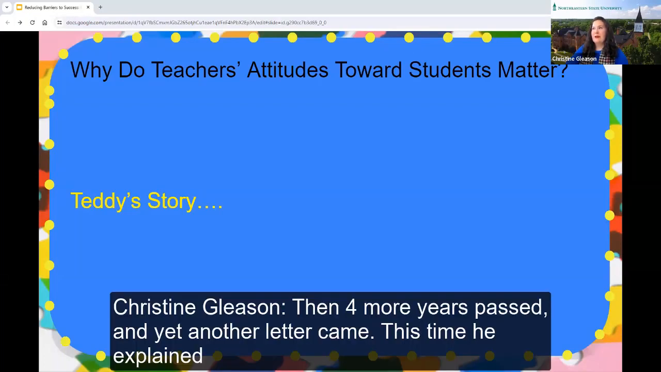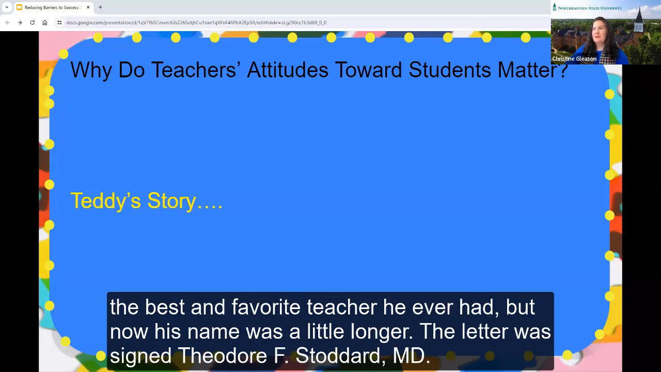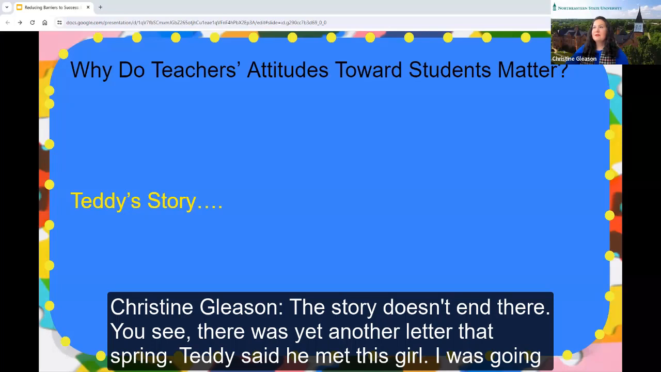Then four more years passed and yet another letter came. This time he explained that after he got his bachelor's degree, he decided to go a little farther. The letter explained that she was still the best and favorite teacher he ever had, but now his name was a little longer. The letter was signed Theodore F. Stoddard, M.D. The story doesn't end there.